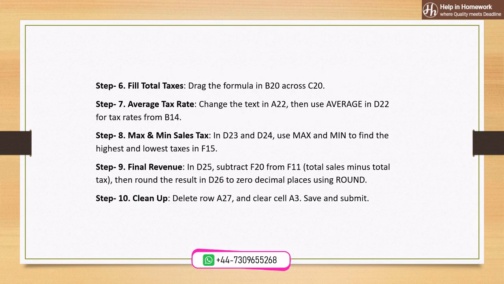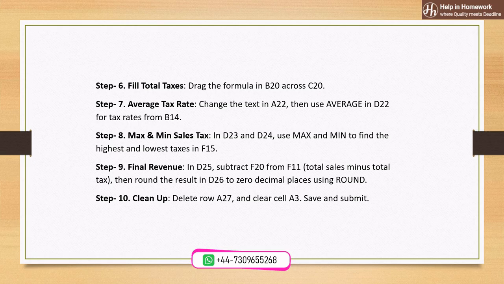Step 6. Fill total taxes, drag the formula in B20 across to C20. Step 7. Average tax rate. Change the text in A22, then use average in D22 for tax rates from B14. Step 8. Max and min sales tax. In D23 and D24, use max and min to find the highest and lowest taxes in F15.